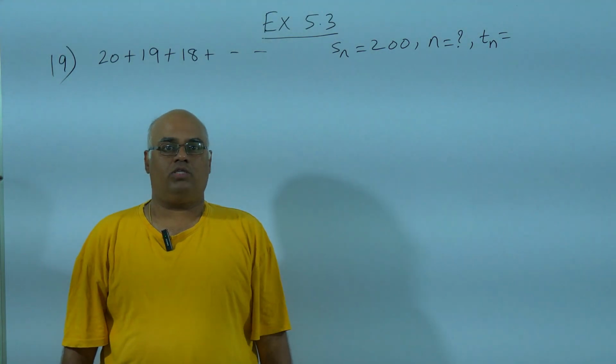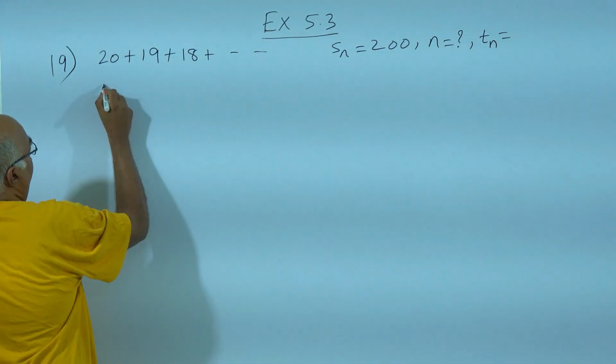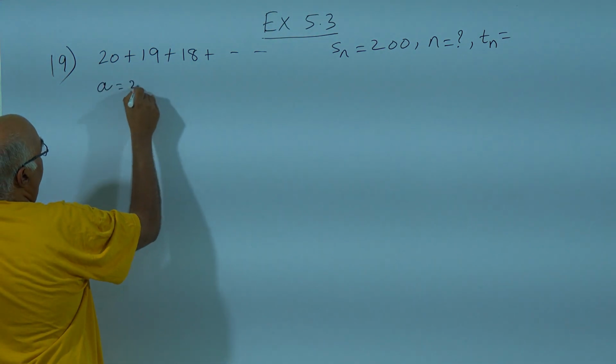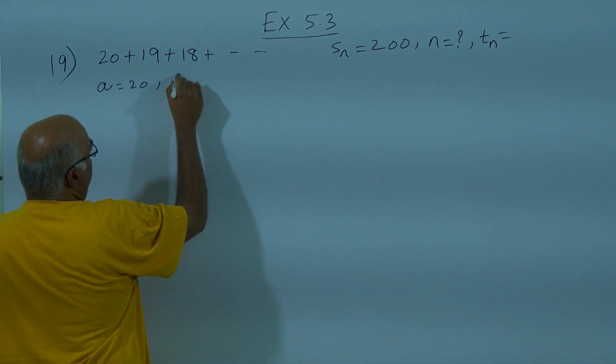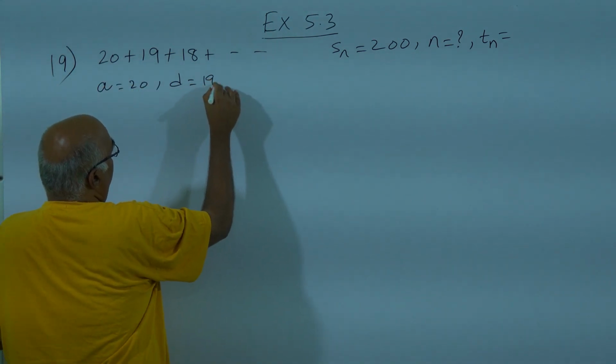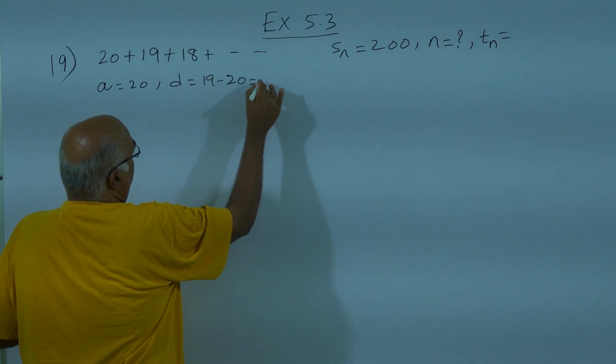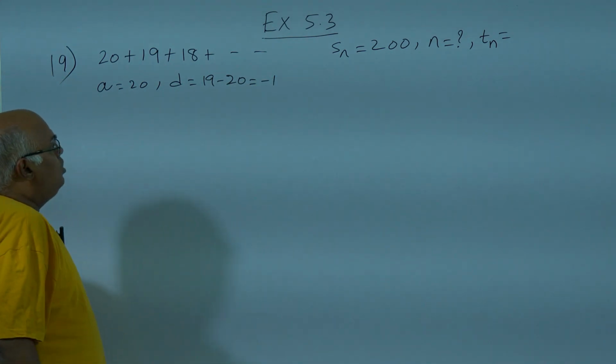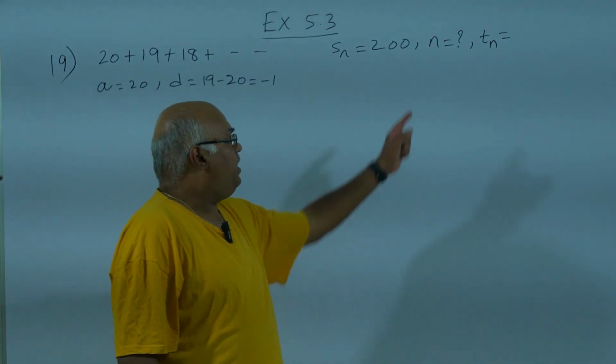The arrangement of logs is in arithmetic progression. The first term a is equal to 20. The common difference d is equal to second term minus first term, 19 minus 20, which is equal to minus 1. So we need to first find the value of n.